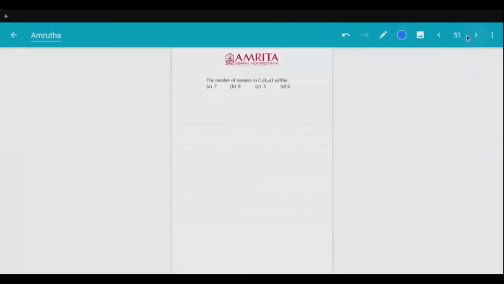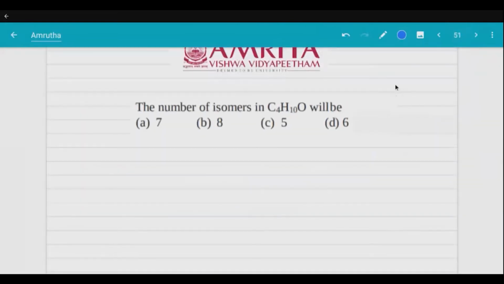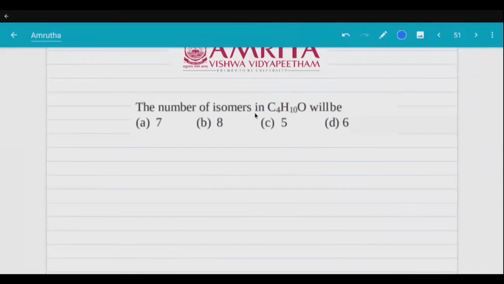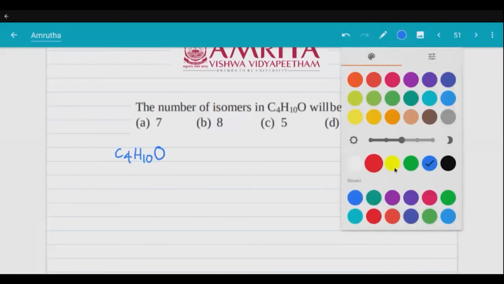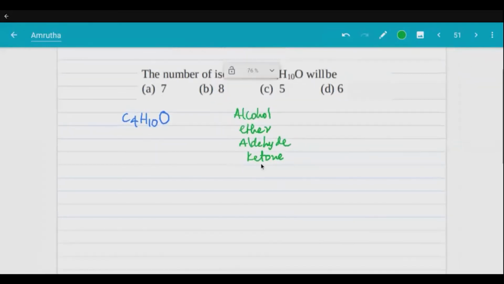Okay, next question. Look at this question now. Number of isomers in C4H10O. How many isomers? How do you write in a systematic way? But we should know what the functional group is in this. C4H10O, O can be present in different functional groups. If O is present, I can say it is alcohol, or it can be ether. It can be aldehyde, it can be ketone. There are many possibilities in which a single oxygen is present, right? It can be enol. This is also possible.